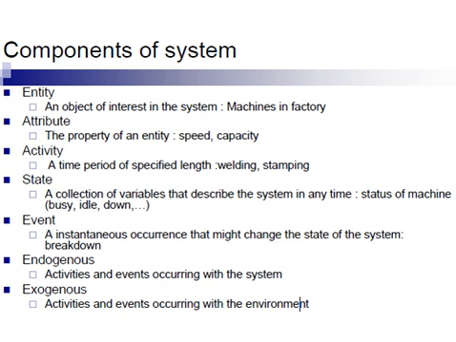Let's consider a banking system. Our system would be a bank, our customers will be our entities, attributes would be account balance, activities would be making deposits, and events would be arrival of customers or departure of customers, and state variables would be number of customers waiting. So that is basically our system and components of a system.